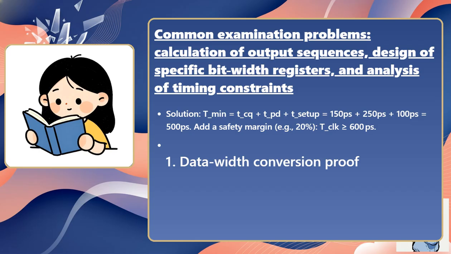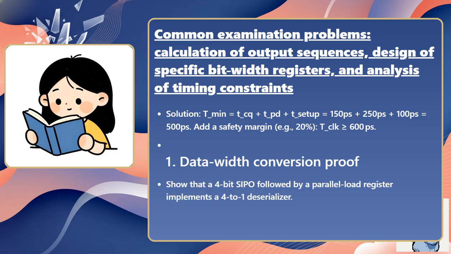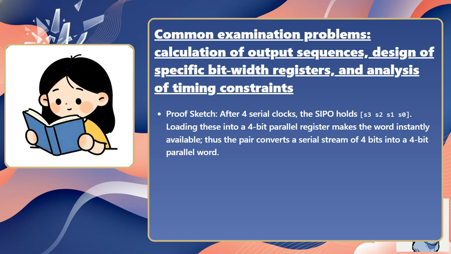4. Data width conversion proofs. Show that a 4-bit SIPO followed by a parallel load register implements a 4-to-1 deserializer. Proof sketch: after 4 serial clocks, the SIPO holds [S3, S2, S1, S0]. Loading these into a 4-bit parallel register makes the word instantly available. Thus the pair converts a serial stream of 4 bits into a 4-bit parallel word.